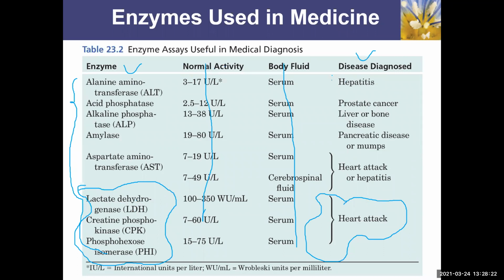For example, in hepatitis, which enzyme is elevated? You will write alanine aminotransferase. Just remember this and this. In prostate cancer, it's acid phosphatase. In liver or bone disease, which enzyme increases in quantity? Alkaline phosphatase. In pancreatic disease, you have amylase. Is it clear to everyone what you need to do? Yes, you need to know the elevated enzyme and the disease which is diagnosed.